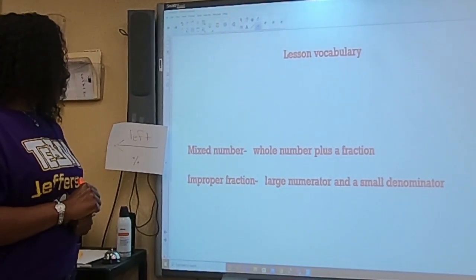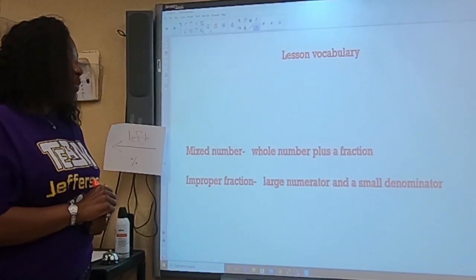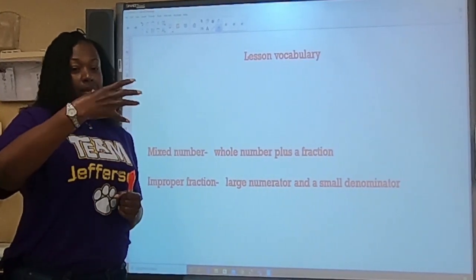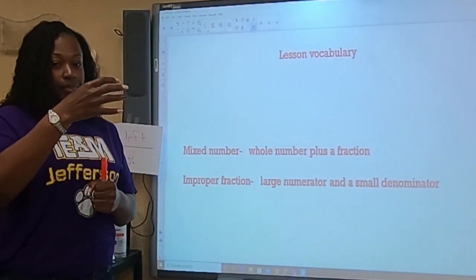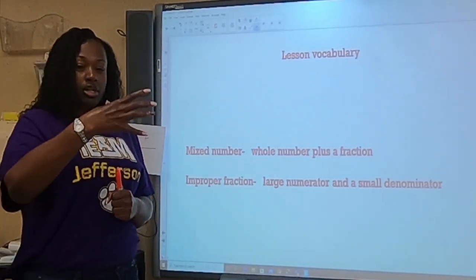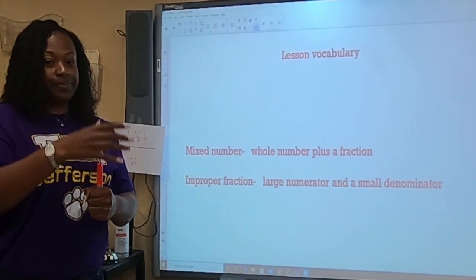We also need to know what an improper fraction is. It simply means that the numerator, which is the top number, will be bigger than the denominator, which is the bottom number. So an improper fraction has a large numerator and a small denominator.